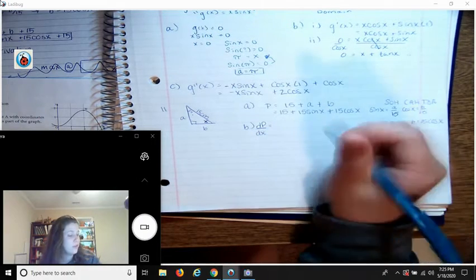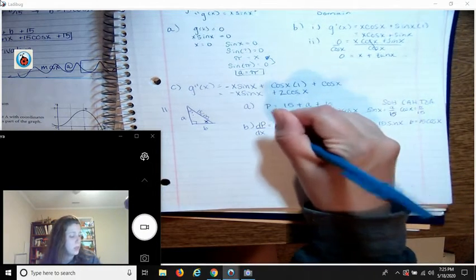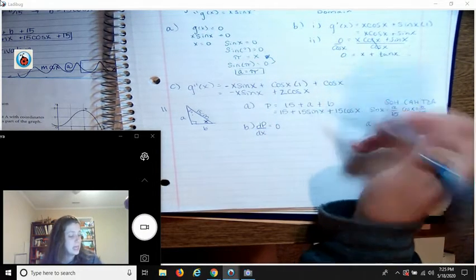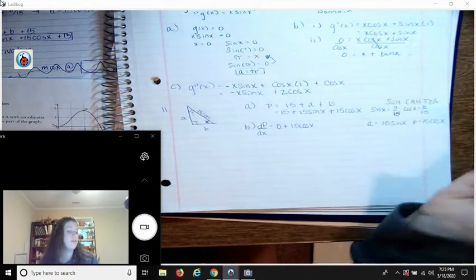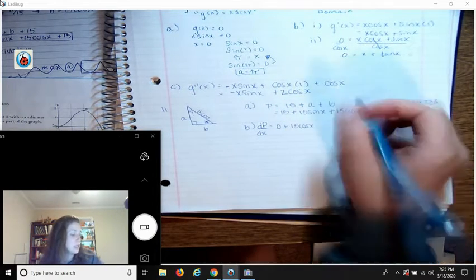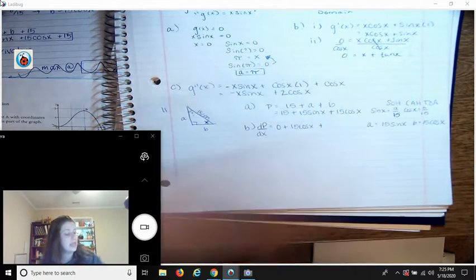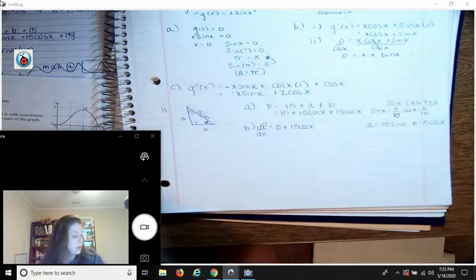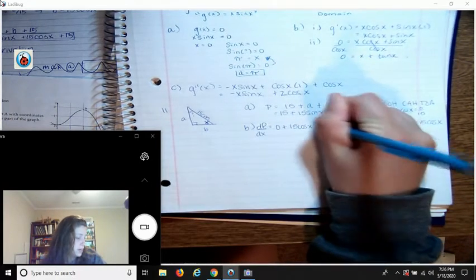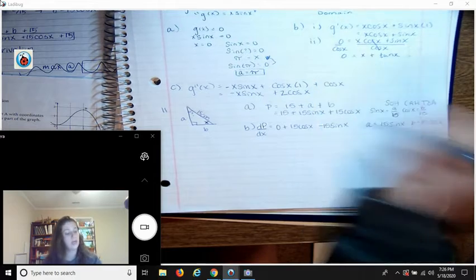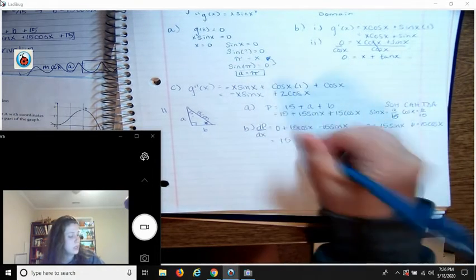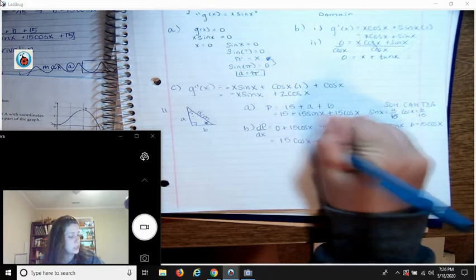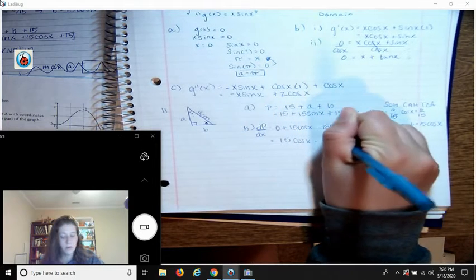So the derivative of 15 is 0. The derivative of 15 sine x is 15 cosine x, and the derivative of 15 cosine x is negative 15 sine x. So my final answer would be 15 cosine x minus 15 sine x.